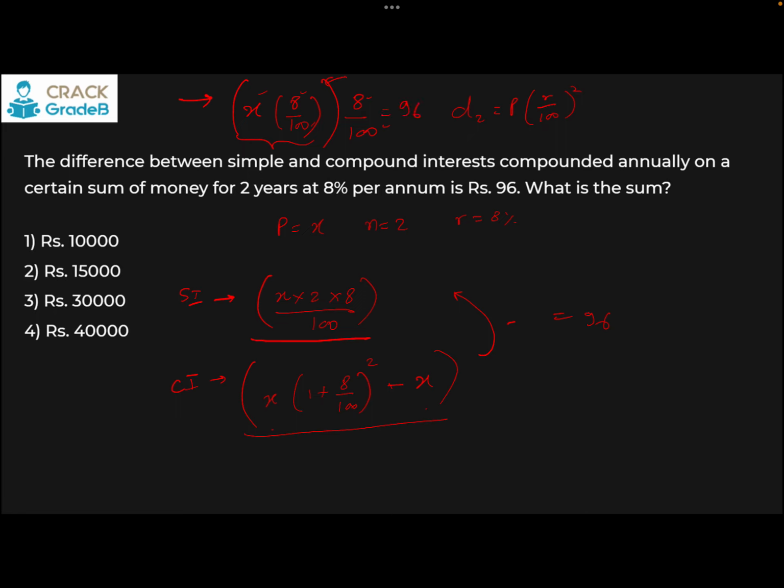The difference is given as 96. You can just easily solve this to calculate the value of X, which is the principal, and that will come out to be 15,000. Very easily you can do that. The answer is going to be 15,000. Let's see the next one.